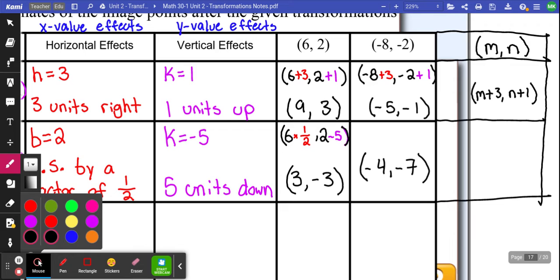My point m, n. I don't know where m and n is. But I know that the m value is now being multiplied by 1/2, and the n value is now being subtracted by 5. That point has moved to m times 1/2, comma, n minus 5.